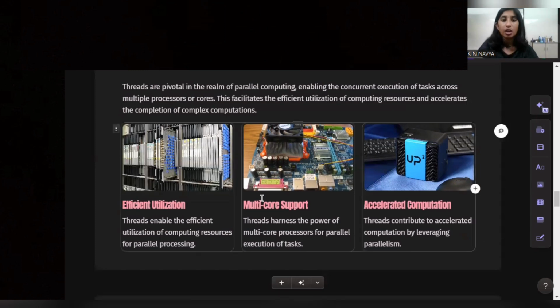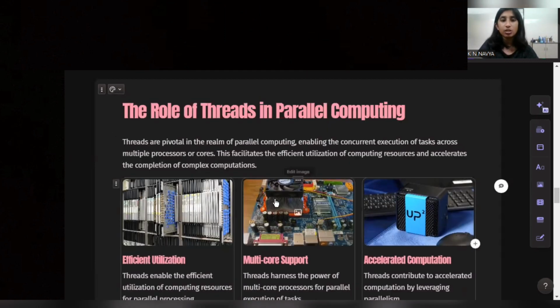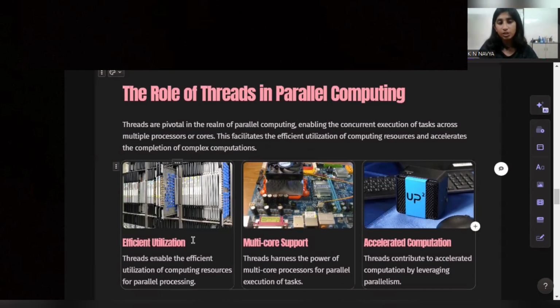There are three main roles of threads in parallel computing. First, efficient utilization, which enables the efficient utilization of computing resources for parallel processing. Then multi-core support, where threads harness the power of multi-core processors for parallel execution of tasks. Next one is accelerated computing. Threads contribute to accelerated computation by leveraging parallelism.